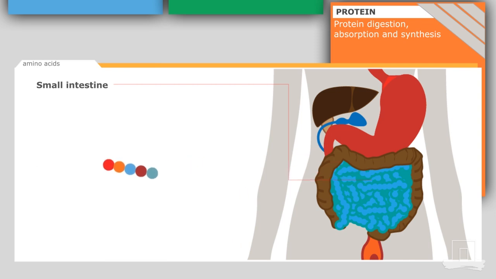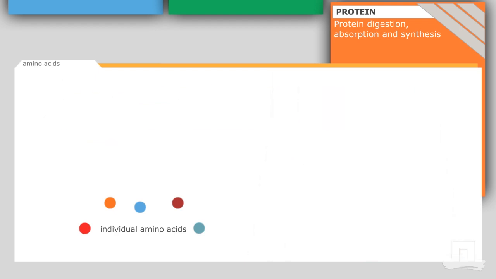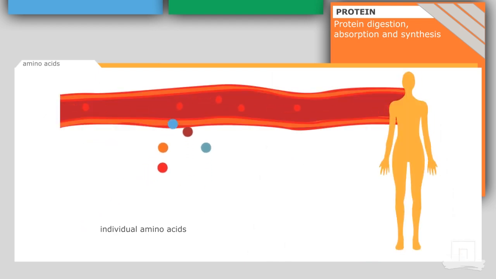Now there are additional enzymes present in the small intestine, and there are two that I want to point out, called carboxypeptidase and aminopeptidase. What these two enzymes do is they cleave off individual amino acids at the two ends of the peptide. And at the end, you should end up with individual amino acids, which can then be absorbed into the bloodstream and be distributed throughout the body.